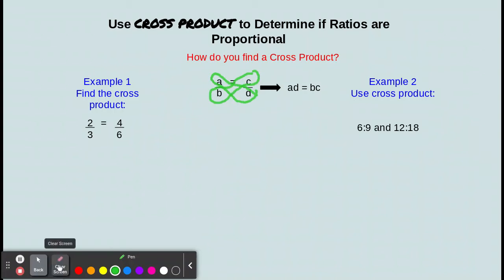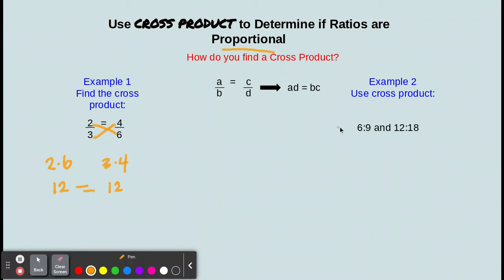Okay, so let's give it a try. On this example here, let's find the cross product. So A times D, we'll multiply these two, so 2 times 6, which is 12. And this one here, this cross product, 3 times 4, which is 12. And they equal. So these both are proportional. Let's try this one here.